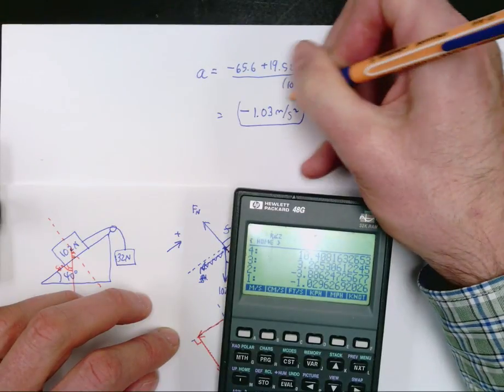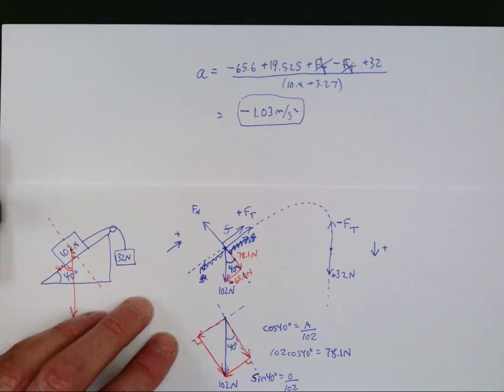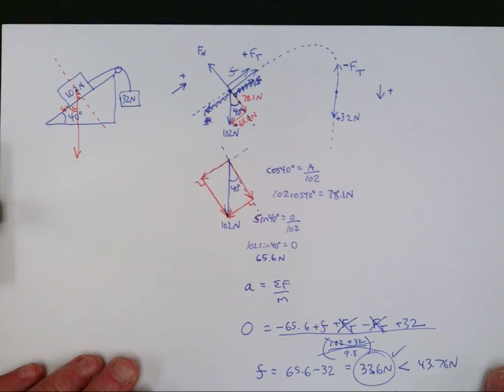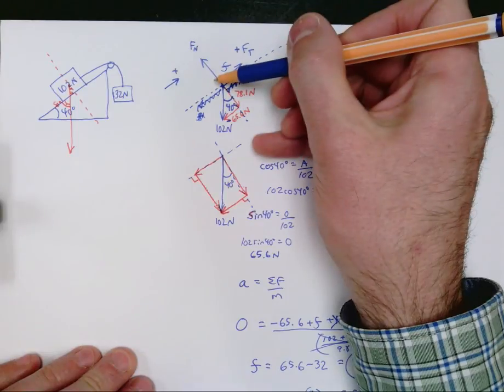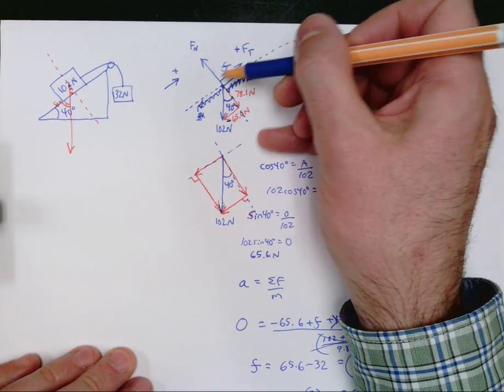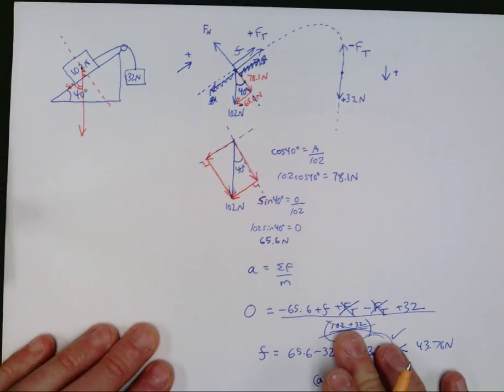And again, we have a negative answer. What does that mean? Well, the negative answer here means it's going to be speeding up as it goes down the incline because it's moving in the negative direction. If it also has a negative acceleration, then it's going to be speeding up.